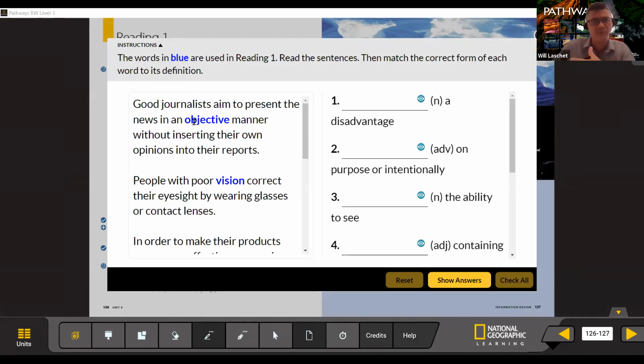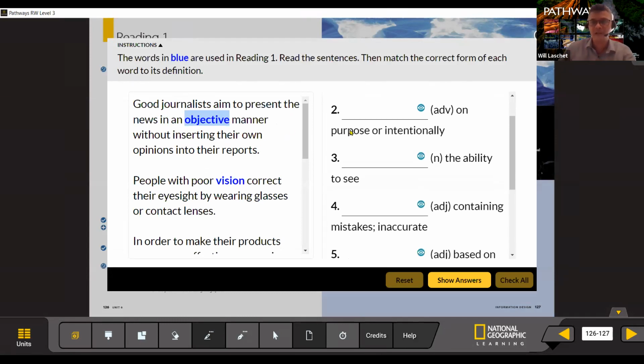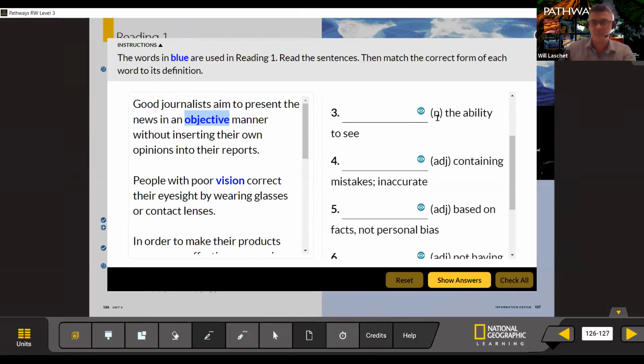And we've got example sentences with the target language. For example, objective here. Good journalists aim to present the news in an objective manner. And if we scroll down here, we can see the definition. So maybe if you can tell me this word objective, is it 3, 4, or 5? Which one of these has the correct meaning of objective? It's number 5. Okay, so I'm going to click on it and we can see here the word objective.